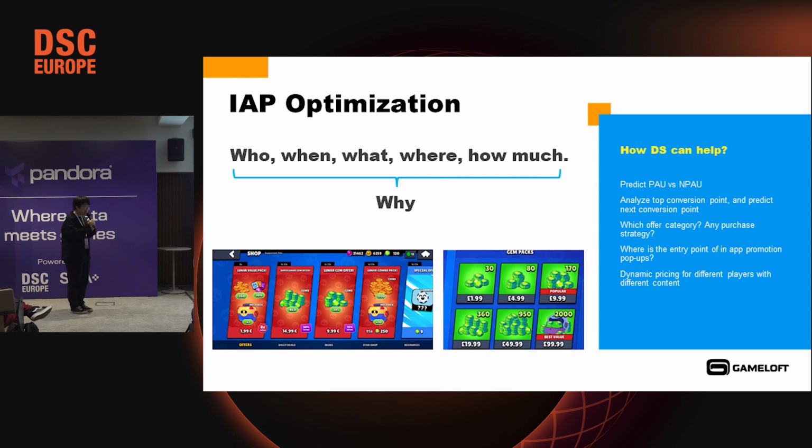In the end, the question is always translated to those 6 keywords. Who are we going to target? When do we want to show them this item? What exactly is the item we want them to buy? Where do they find it? Every time you win a race or lose a race, maybe there would be a pop-up to tell you, maybe you can try this, and it would help you with your next race. And how much, obviously, the pricing topic.